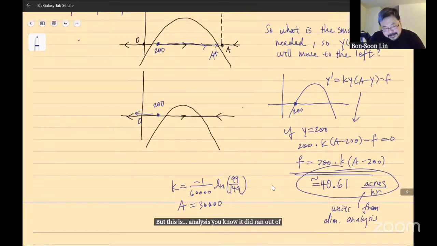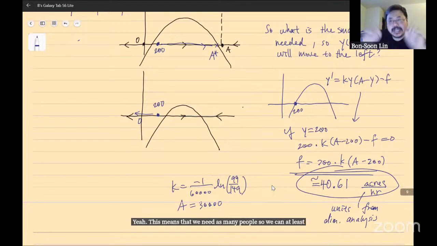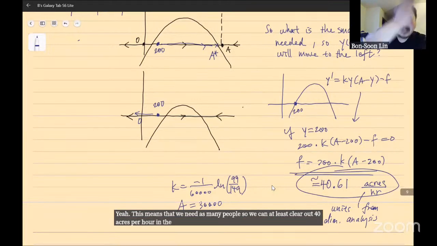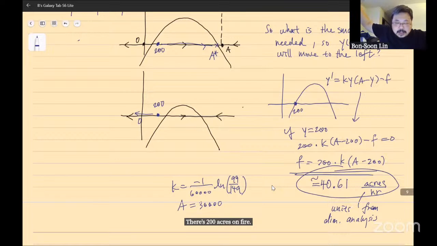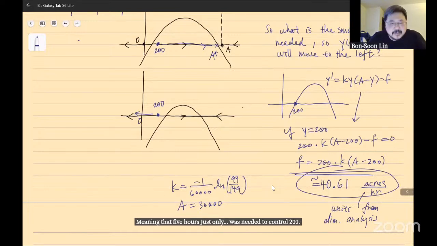So this gives how many people have to be involved in this effort? This means that we need as many people as it takes to clear out 40 acres per hour in the beginning, starting from noon on Tuesday. If you see it, there's 200 acres on fire. Mobilize everybody. If we can clear 40 acres per hour, then we can control it, meaning that only 5 hours were needed to control 200. But it was not enough.